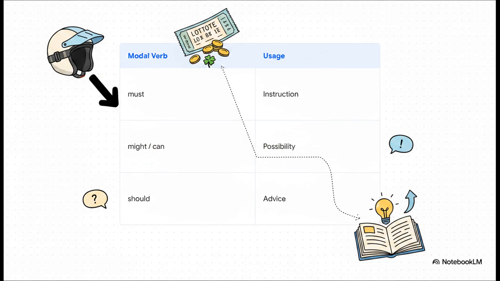If you're giving someone a strict rule or instruction, you'd say, if you ride a motorbike, you must wear a helmet. And for advice or strong expectation, if she orders it now, it should arrive. It just gives you so much incredible flexibility in how you express yourself.